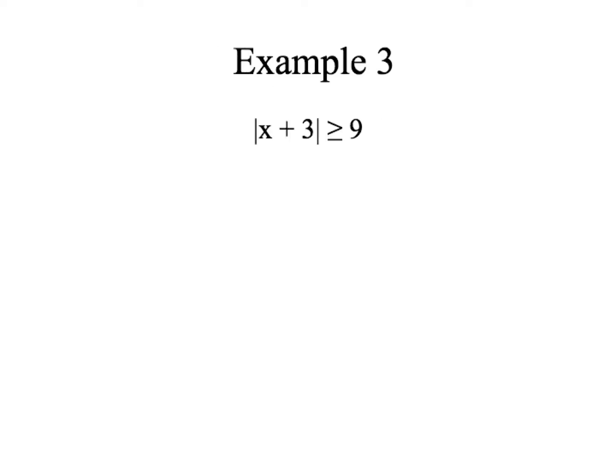So example 3, the absolute value of x plus 3 is greater than or equal to 9. So since it's greater than or equal to, it's a disjunction.